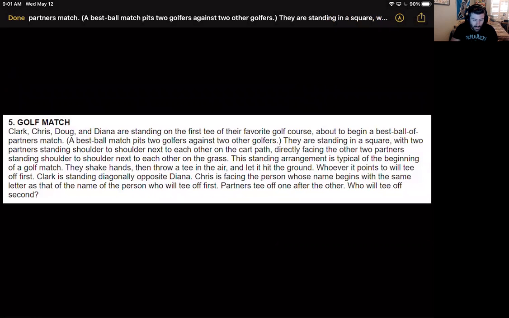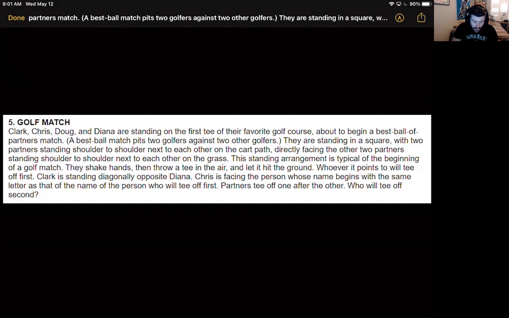Clark, Chris, Doug, and Diana are standing on the first tee of their favorite golf course, about to begin a best ball partners match. A best ball match pits two golfers against two other golfers. They are standing in a square with two partners standing shoulder to shoulder next to each other on a cart path, directly facing the other two partners standing shoulder to shoulder next to each other on the grass. This standing arrangement is typical of the beginning of a golf match. They shake hands, then throw a tee in the air, and then they let it hit the ground. Whoever it points to will tee off first.